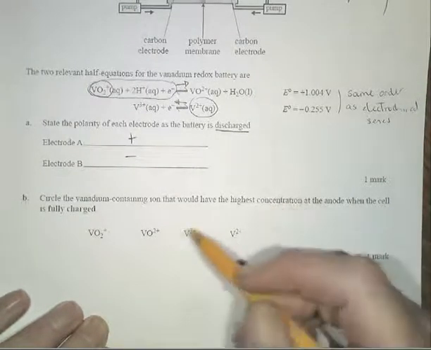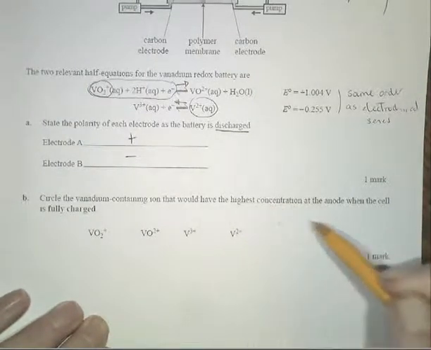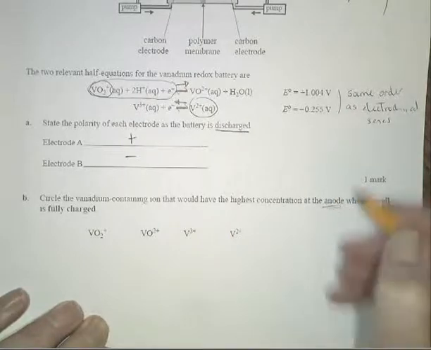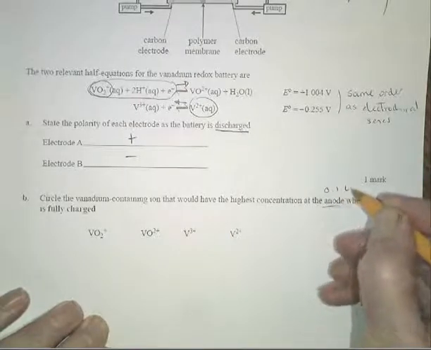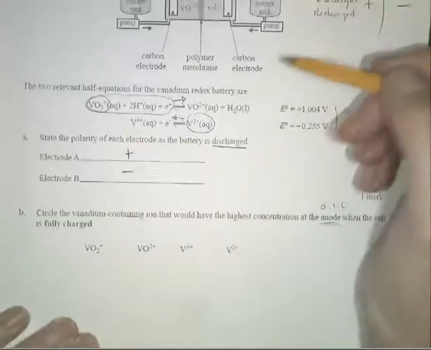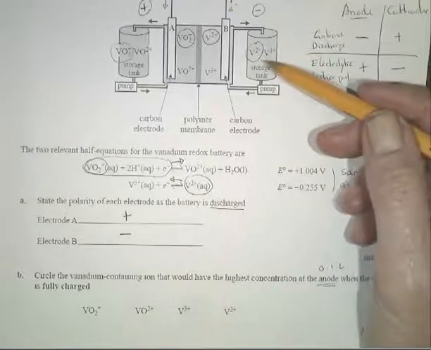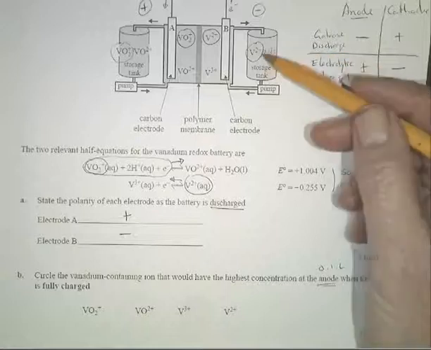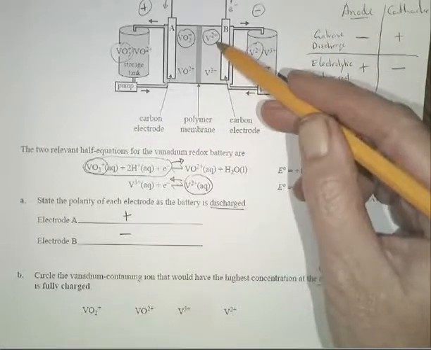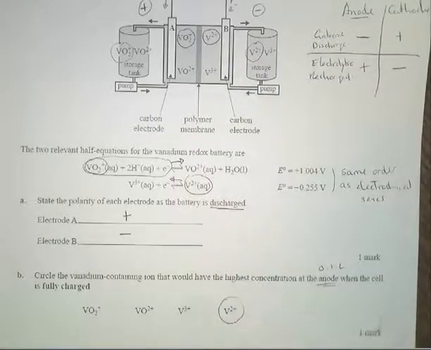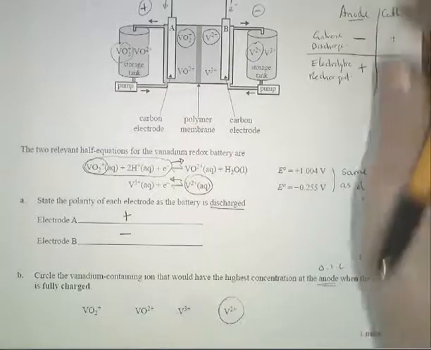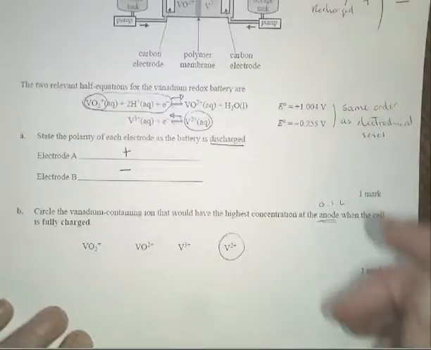Circle the vanadium containing ion that would have the highest concentration at the anode. Oxidation. Here. Here. So the one that would have the highest amount would be the V2+. Okay. Just pause it for a second.